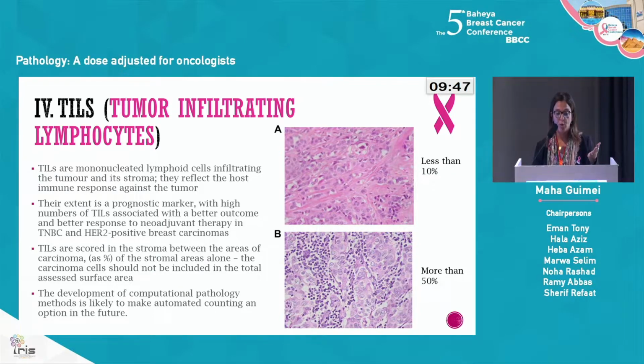كمية التيومر انفلتريتنج lymphocytes، كل ما بيزيدوا بيحصل better outcome. This is especially important في حالات التريبل نيجاتيف والهيرتو بوزيتيف. It is very very important prognostically إني أعرف فيها تيومر انفلتريتنج lymphocytes قد إيه، لأن it has a big prognostic significance.